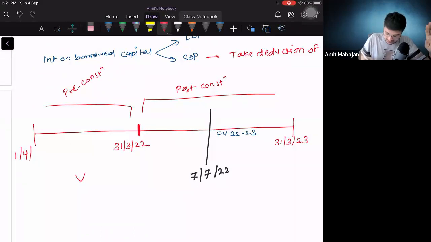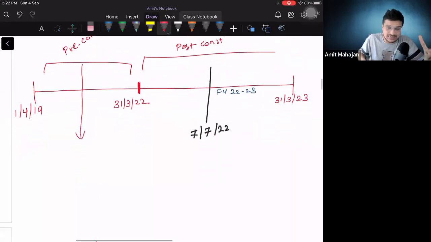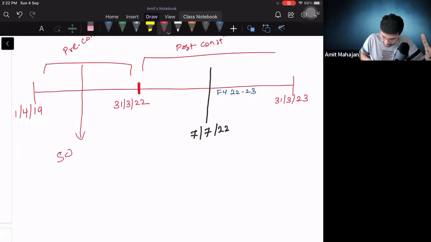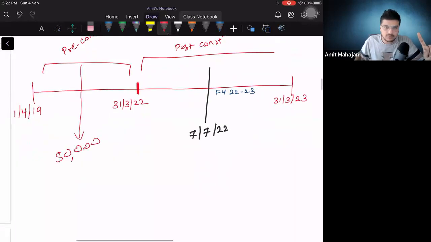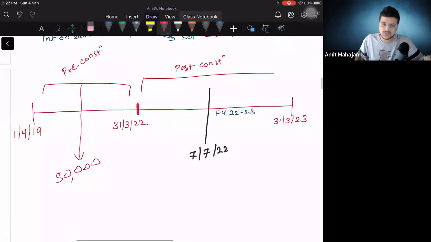मेरा प्री कंस्ट्रक्शन पीरियड चालू होता है, समझ, 1/4/2019 से टिल 31/3/2022. ओके, तो इस प्री कंस्ट्रक्शन पीरियड में I have paid the interest of 50,000 rupees to the government. And in the post construction period, is my post construction period starting from 7/7/22? No, my post construction period is starting from 31/3/22, or maybe from 1/4/2022.